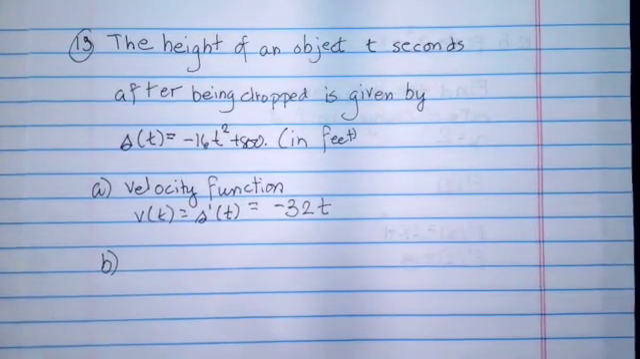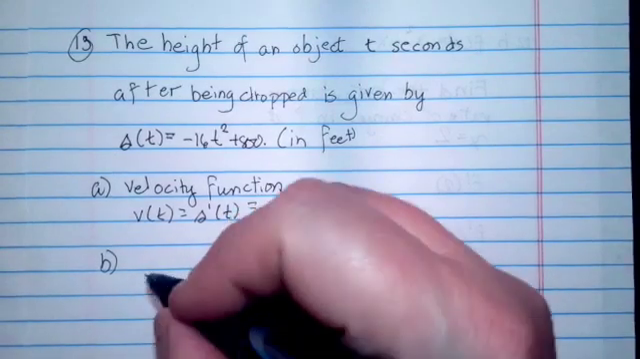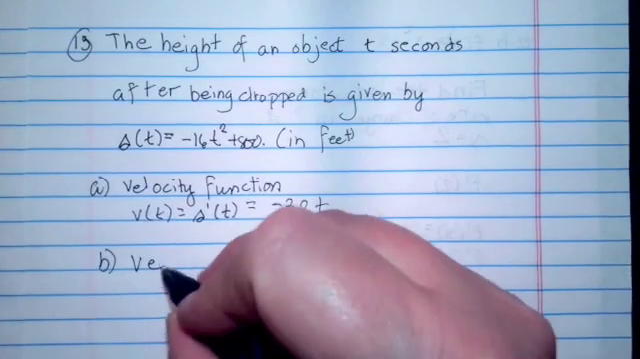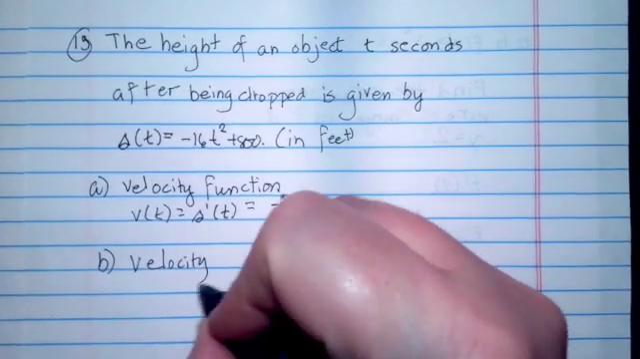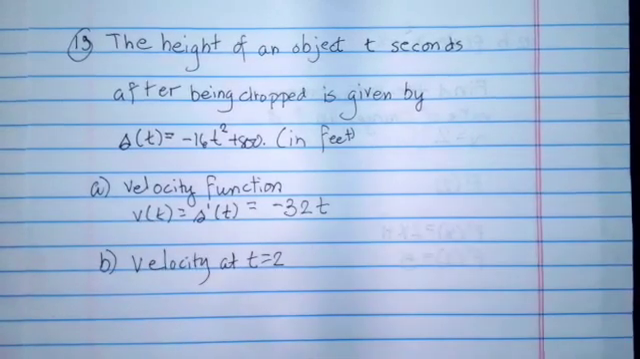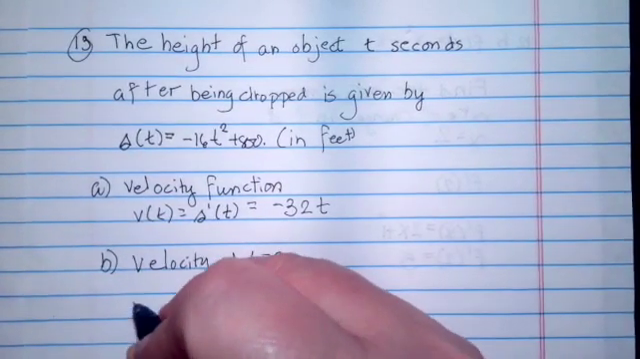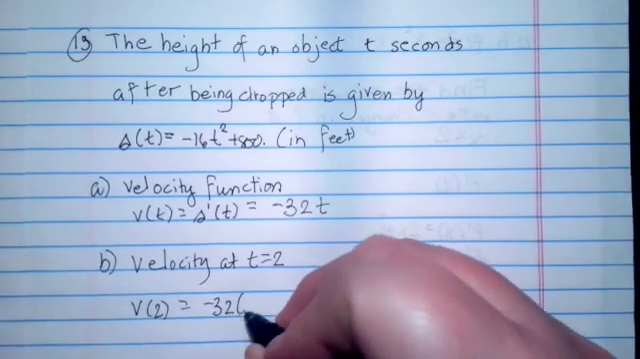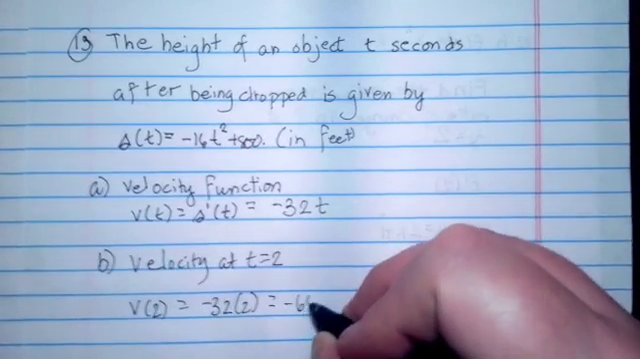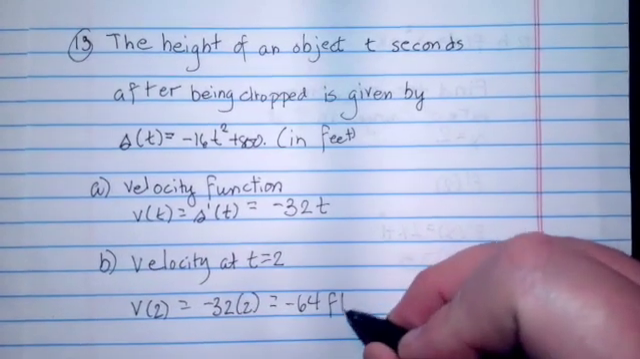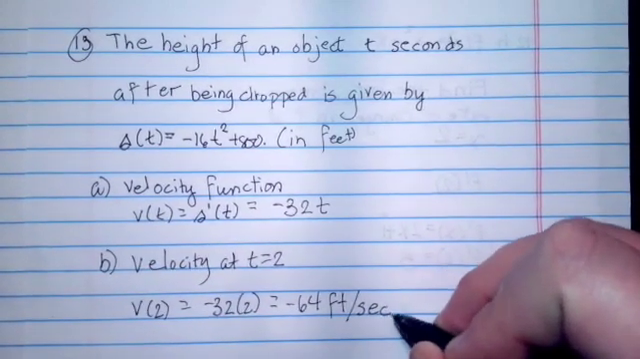In part B, we're asked to find the velocity 2 seconds after the object is dropped. So we want the velocity at t equals 2. So v of 2 would be -32 times 2, which is -64. And the units would be in feet per second.